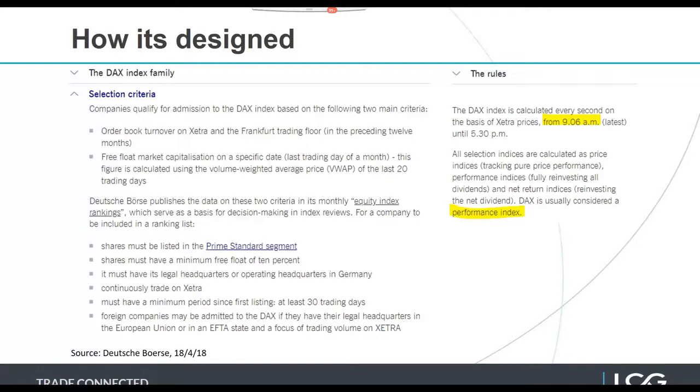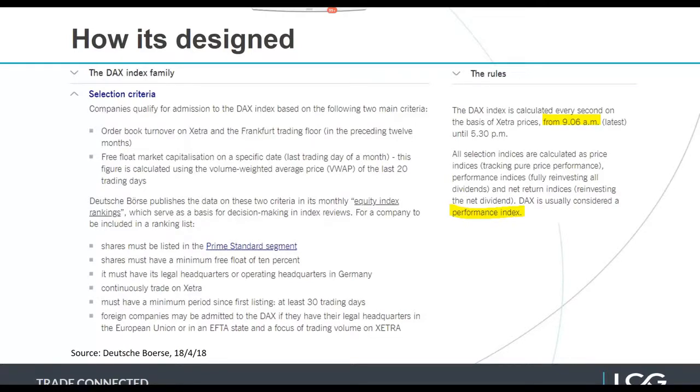Quick note that it's known as a performance index. That's just by the way the shares are weighted within the index. It's not equally weighted across the 30 companies. If one of the 30 goes up 1%, that's not the same effect as any other company in the index going up 1%. No, they're weighted according to how well they've performed in recent periods.